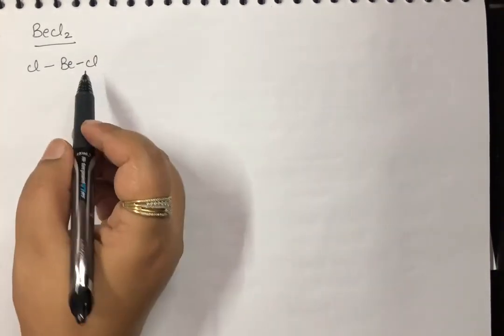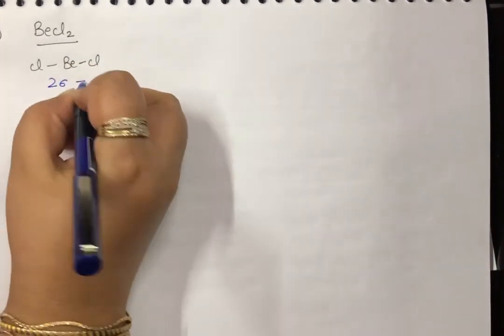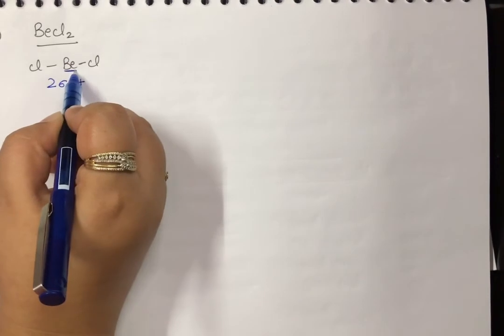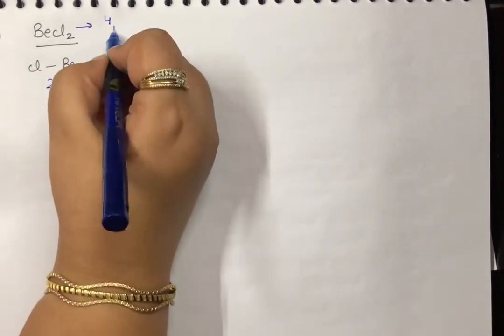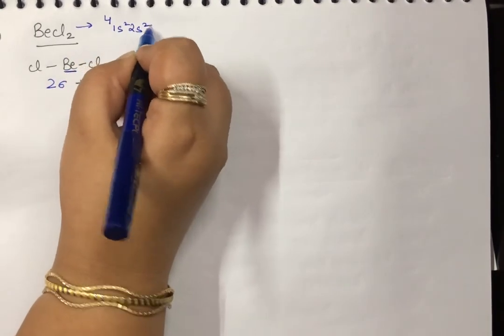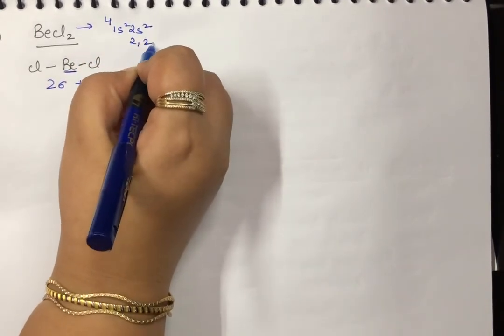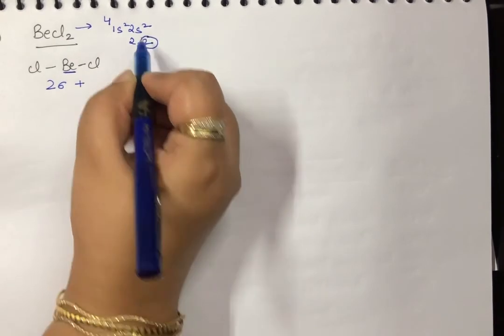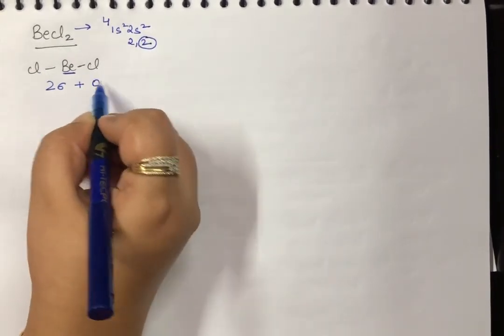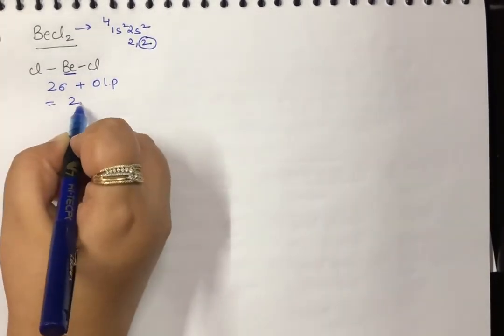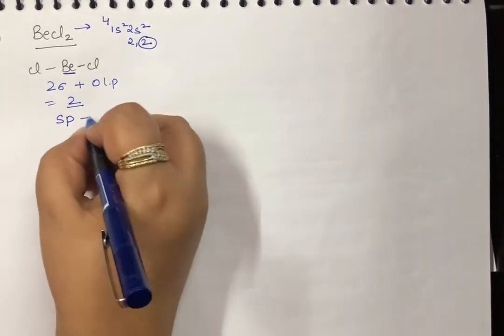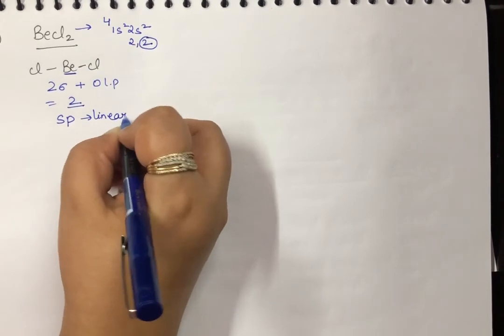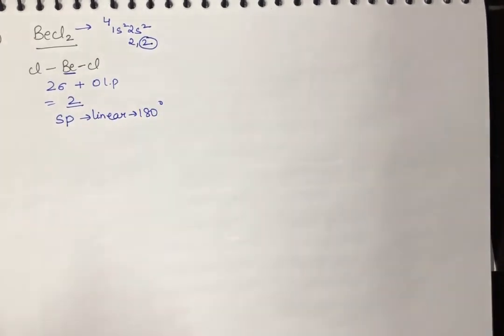Now how many sigma bonds would be there? There are going to be 2 sigma bonds. And what is the valency of beryllium? Beryllium is atomic number 4, so it is 1s2, 2s2, or I can say it is 2, 2. So it has 2 valence electrons and it has 2 bonds only. So there are no lone pair. So the number comes out to be 2. And if it is 2, I told you the hybridization is going to be sp, which is going to be linear, and the bond angle is going to be 180 degree.